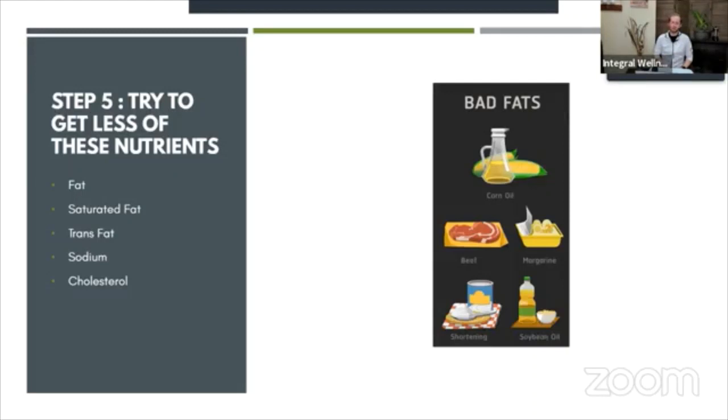So even on cheese and stuff, you'll see the portions, it's not half a cup of cheese. It's actually reduced quite a bit because of the amount of fat and stuff that's in it.